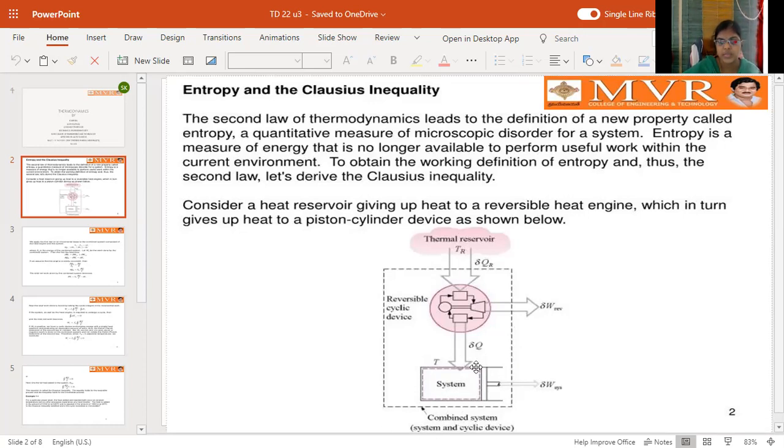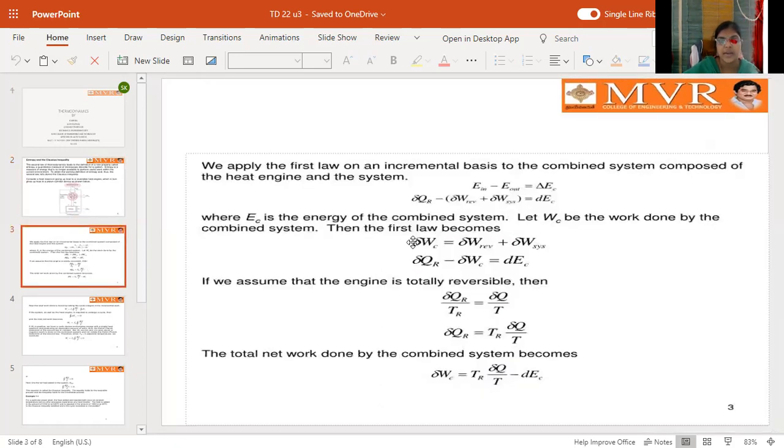Here we have the system, and in the engine we have a cyclic device, so that is a combination of both. The engine is a reversible cyclic device, and we run it simultaneously with the system. So that we call the combined system. Why are we discussing the Clausius inequality? If we talk about entropy and the second law, definitely we have to derive the Clausius inequality. So how to derive the Clausius inequality?